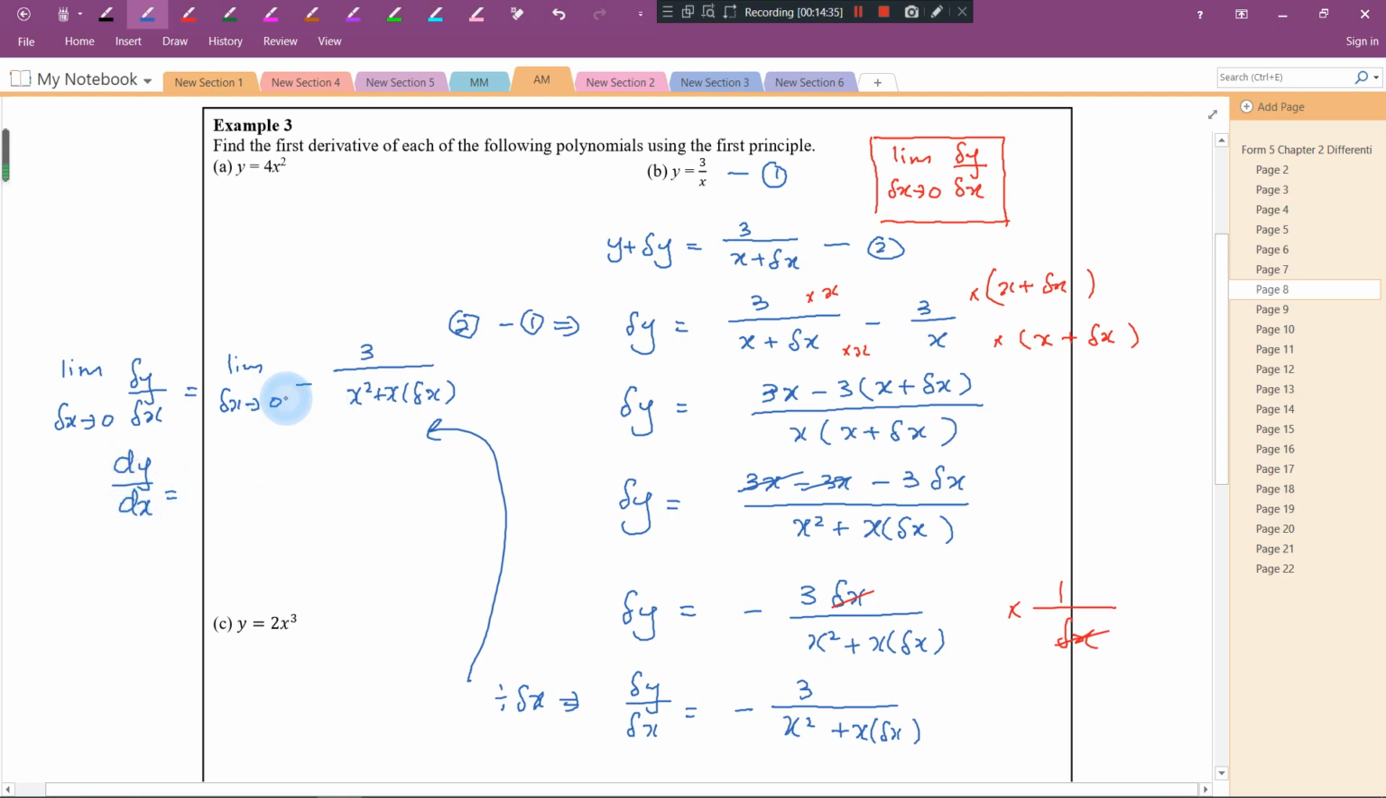And then here we can start to calculate. We just bring the 0 inside here, plug in the 0 inside here. So eventually we will get negative 3 over x squared plus x times 0, which is dy/dx is equal to negative 3 over x squared. This is the first derivative for this curve. It means that we can use this function to calculate the gradient of the tangent at this curve, at any point. Okay?